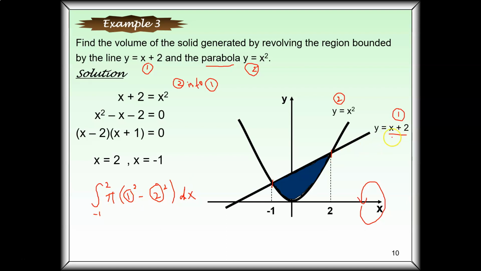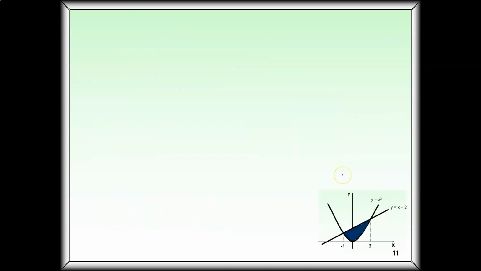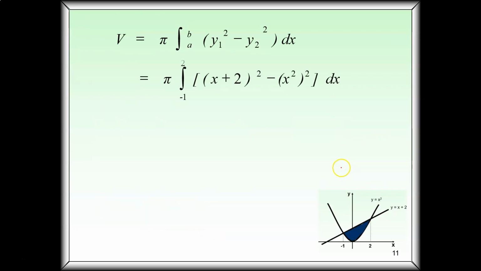x plus 2 square, and then this one will be x square. You square kan dia lagi. This one will be x plus 2 square, then dx. You ganti masuk dia. So, we have this lah.